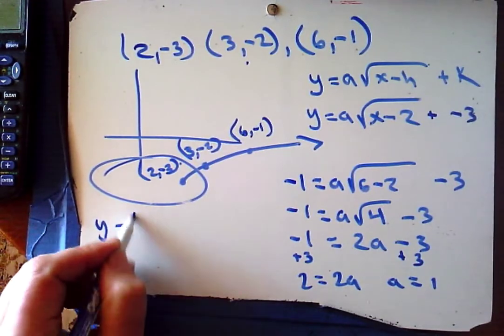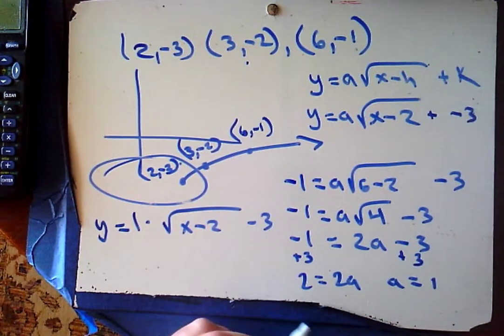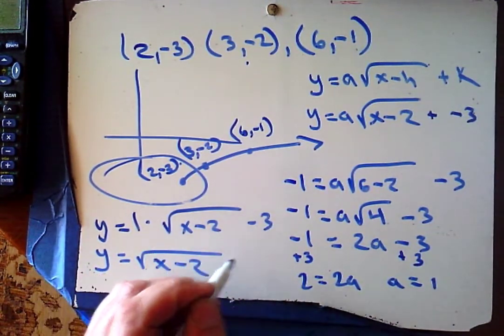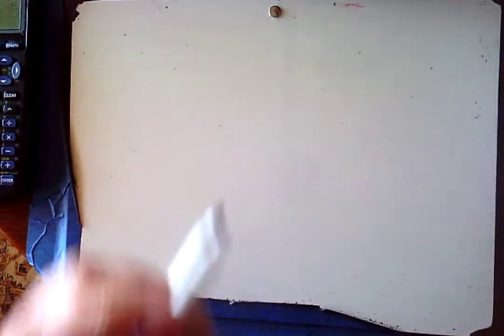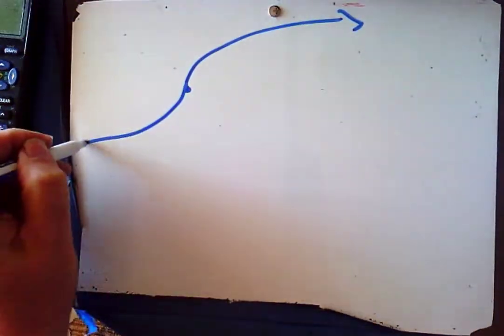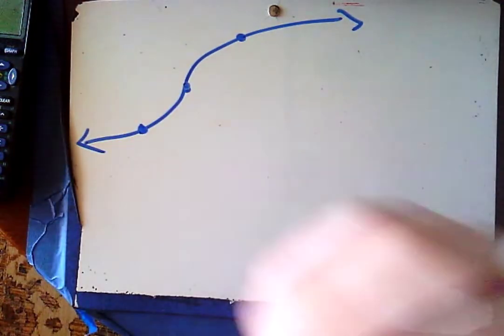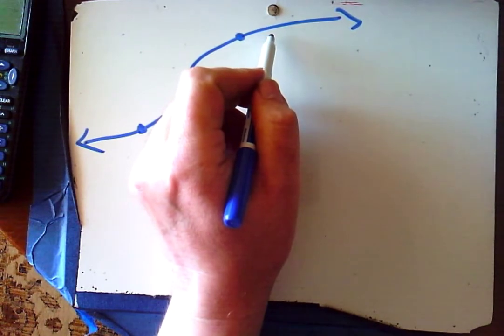So y equals 1 times square root x minus 2 minus 3. Or you could leave that 1 out. And there's our equation. Okay, how about one last one? What about this one? Put our three points on it. I would like, where are they?